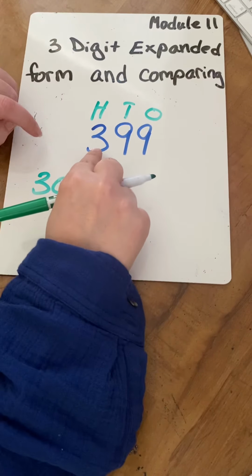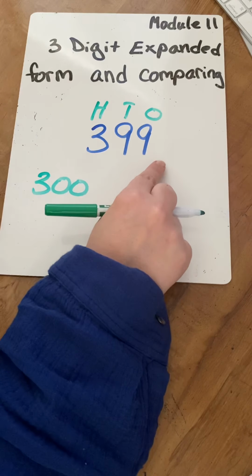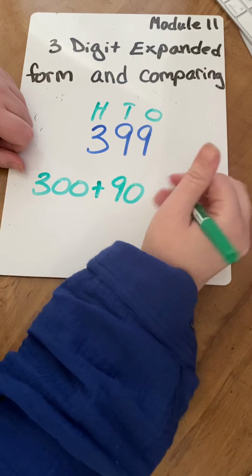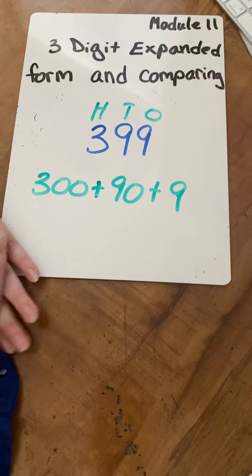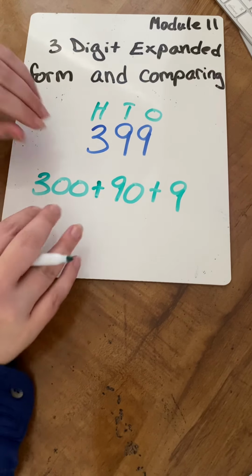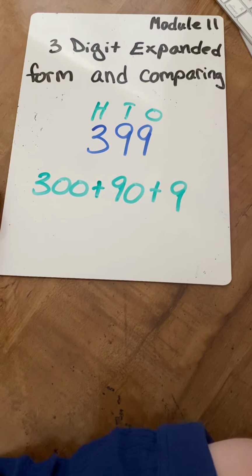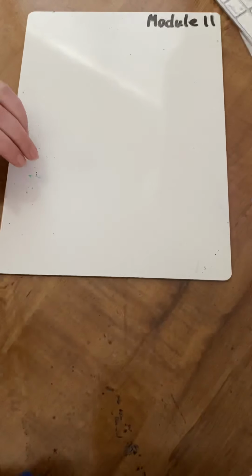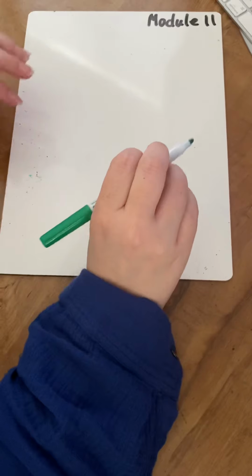We don't say 9, this is 90. Okay, that is writing your number in expanded form. You are going to see that this week in Edgenuity. Now, the other thing you are going to see is comparing numbers with 3 digits.